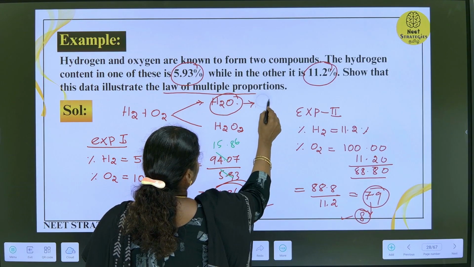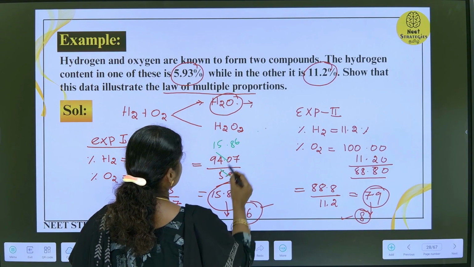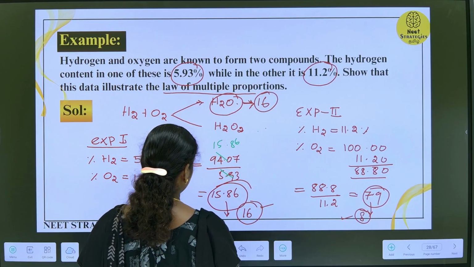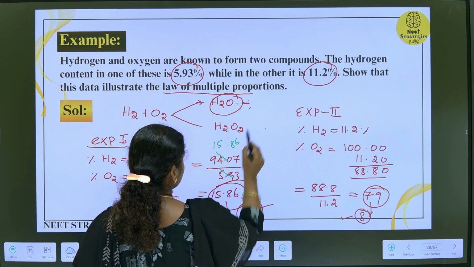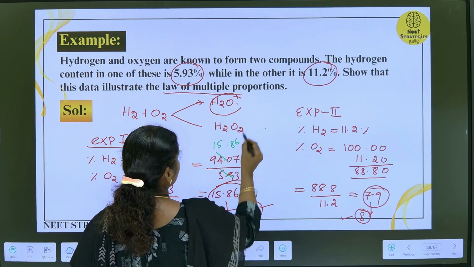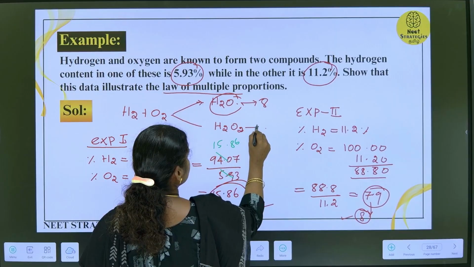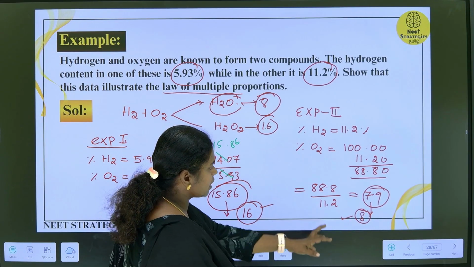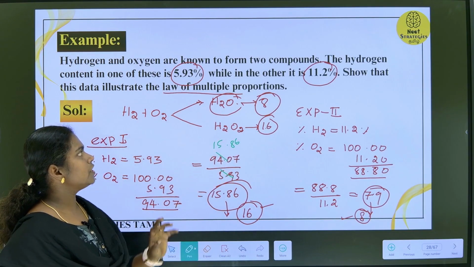Okay, so in one set, what has been present? Not 16, sorry, 8%, 8% is present here and 16% here. Okay, so that it is at 1:2 ratio. So if we take this ratio, it is 1:2.